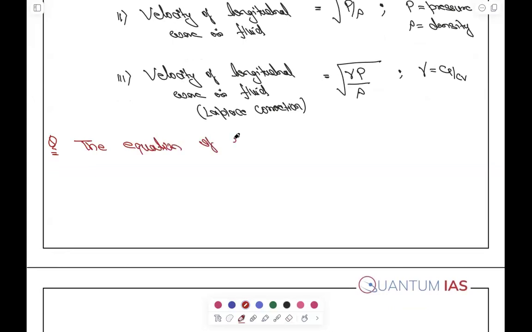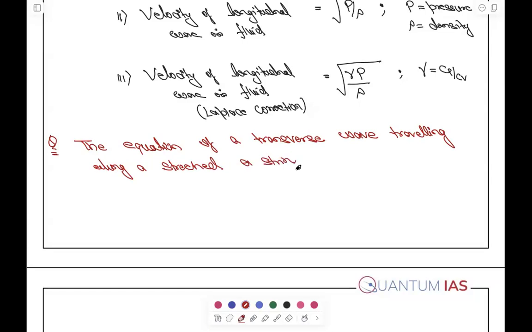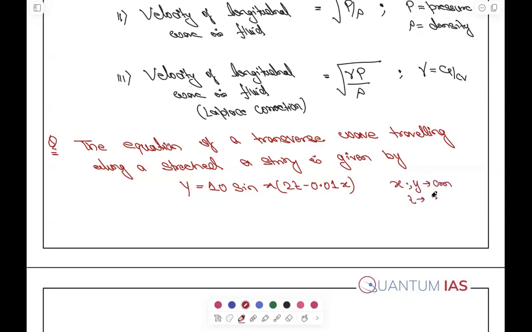The equation of a transverse wave traveling along a stretched string is given by y equals 10 sin pi (2t minus 0.01 x). ठीक है, x and y are in centimeter, t in second. ठीक है, so x y है सेंटीमीटर में और t है सेकंड में.